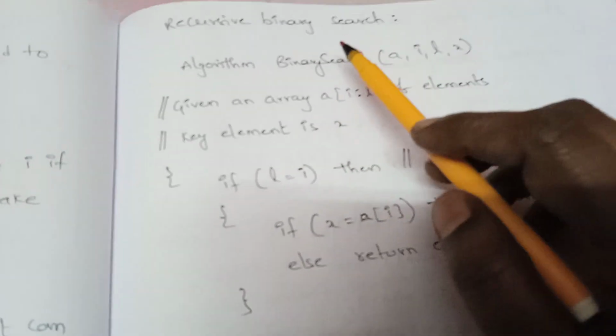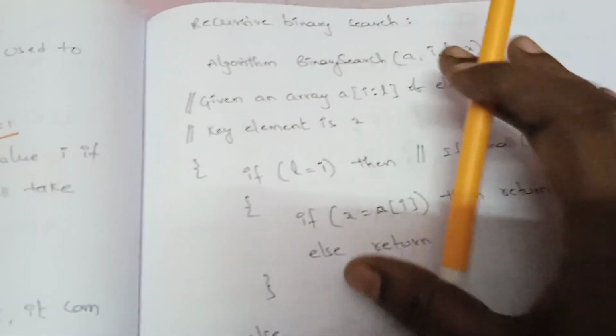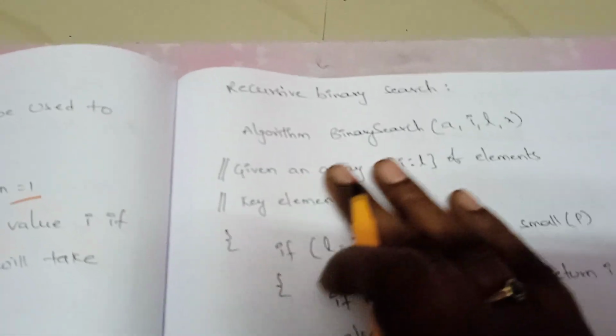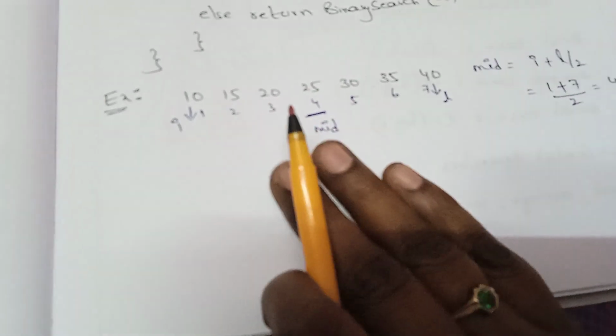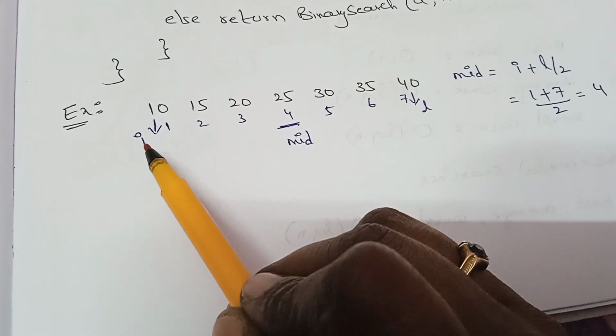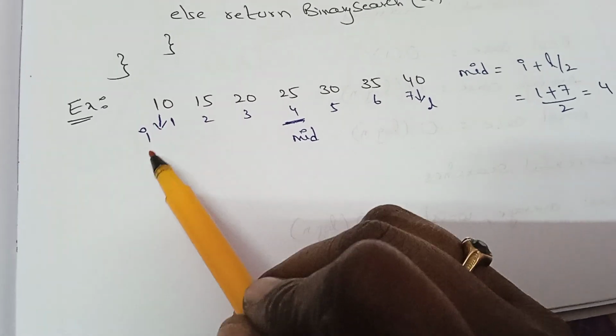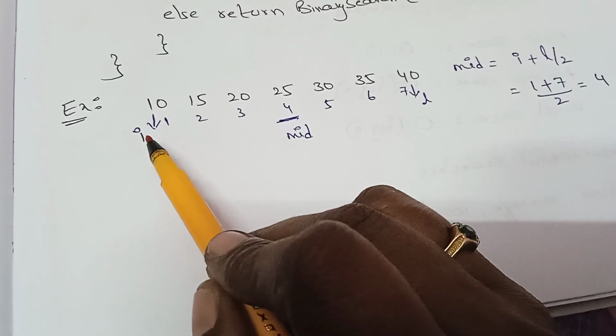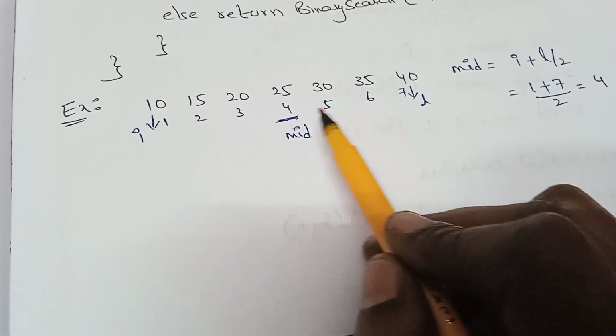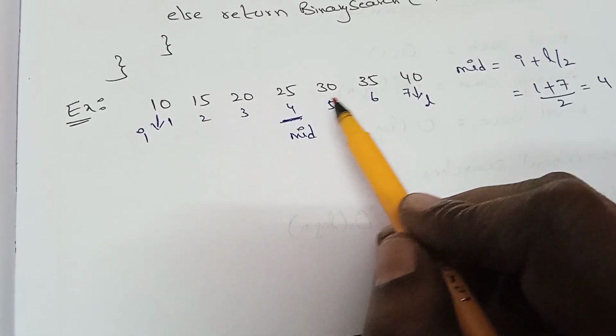Recursive binary search. The algorithm can be written in two ways: using a recursive function, and using an iterative function. We'll see that in the next page. First of all, you have to take this example. As per this example, the first index I'm marking as I, and all the numbers are given with indexes 1, 2, 3, 4, 5, 6, 7.